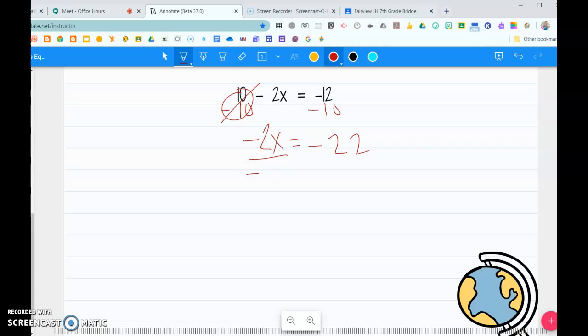Last step, to separate your coefficient and your variable, you're going to divide by negative 2. A negative divided by a negative makes a positive. And then 22 divided by 2 is 11.